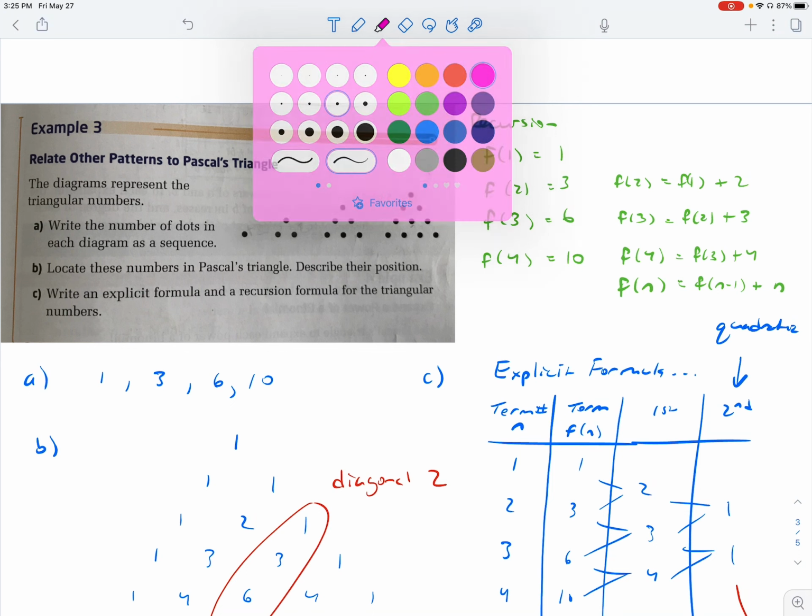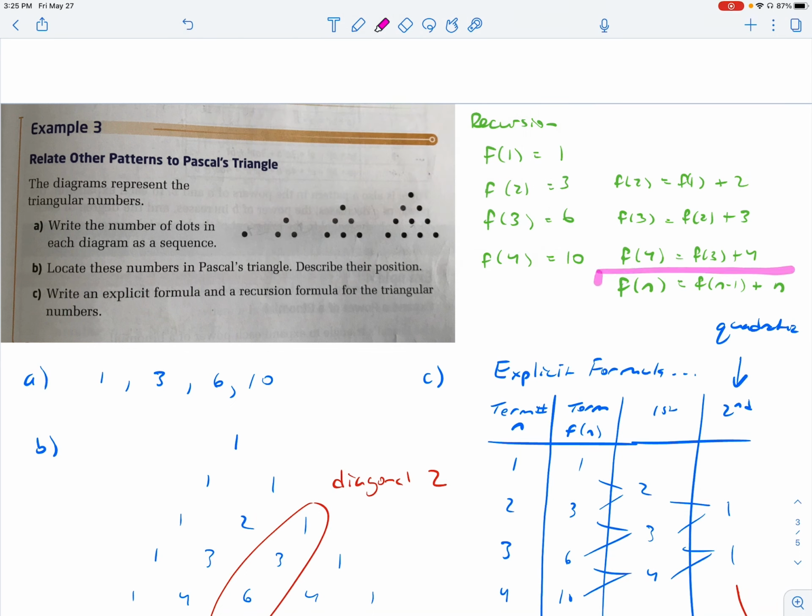So, like I said, that was much simpler than the explicit one.